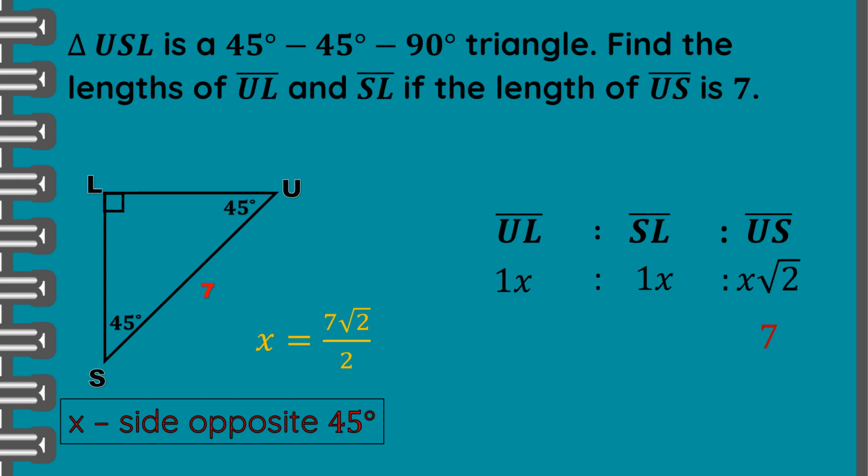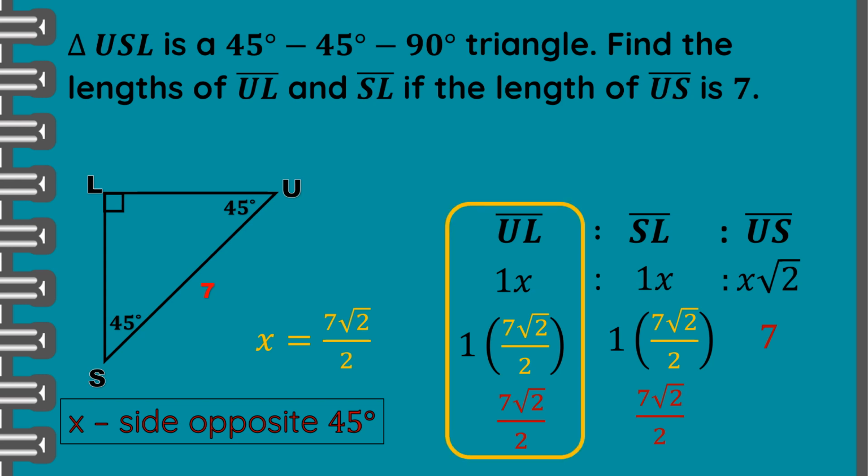We have the value of x is 7 square root of 2 over 2. By substitution, we have 1 times 7 square root of 2 all over 2 is equal to 7 square root of 2 all over 2, and that is the length of segment UL. The same is true with the length of segment SL. So the length of segment UL is 7 square root of 2 all over 2. The same is true with segment SL, which is 7 square root of 2 all over 2 also.